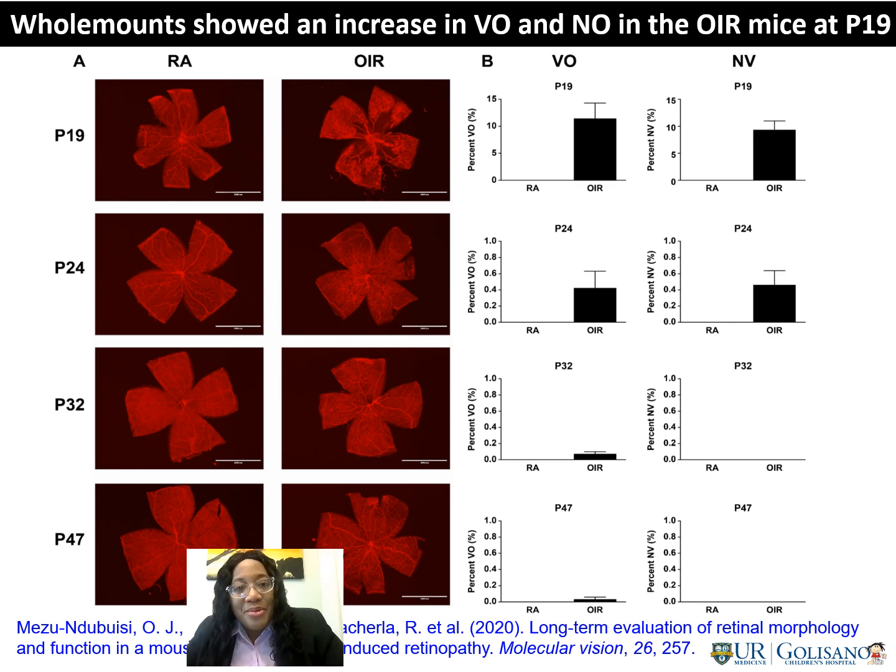I then collaborated with Dr. Shibuya's lab to prepare retina whole mounts in the room air and OIR mice to assess vaso-obliteration and neovascularization in comparison to live retinal vascular imaging. In the room air mice, there were no quantifiable areas of vaso-obliteration and neovascularization, while the OIR mice showed decrease in areas of vaso-obliteration and neovascularization with advancing age.